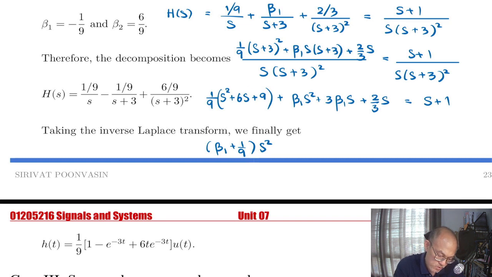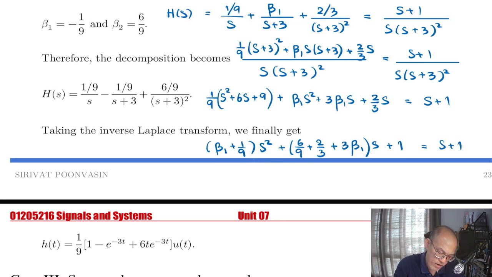Now I'm going to group s together as well. So I have 6/9 plus 2/3 plus 3 beta 1 times s. Okay, and plus 1 equal to s plus 1.